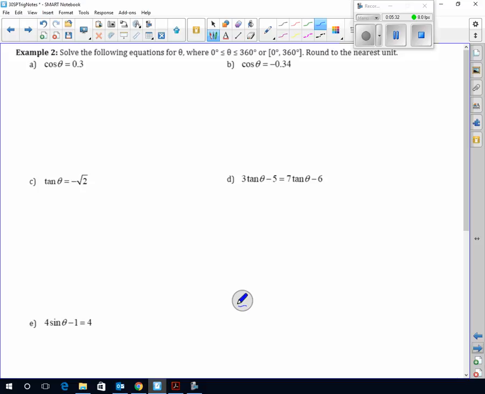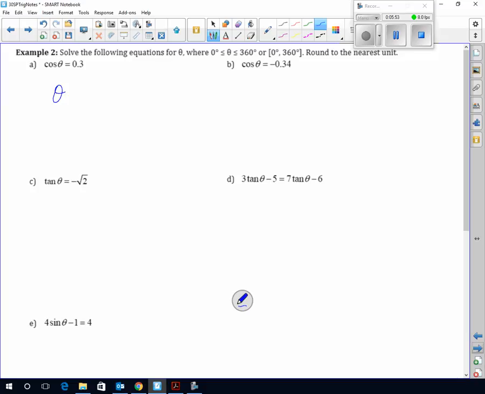Okay, so in order to get from cos theta to theta, what we do is we undo the cosine function. How do we undo a cosine function? We inverse cos both sides. I'm going to show my step on this side, but I'm going to inverse cos both sides.